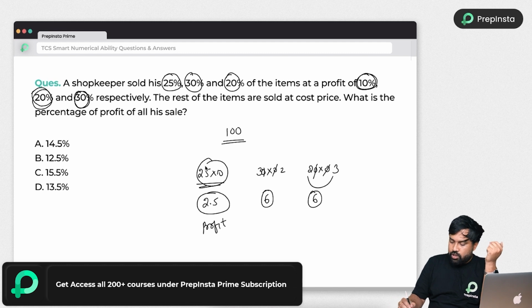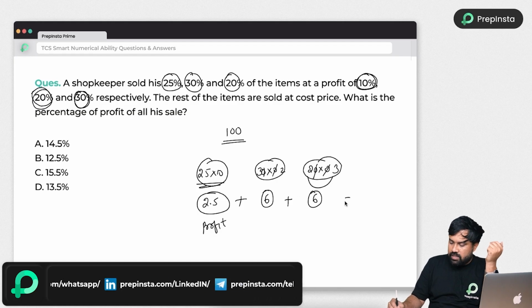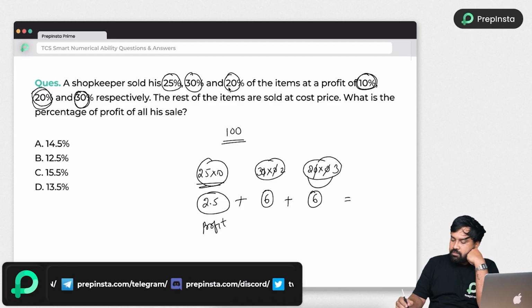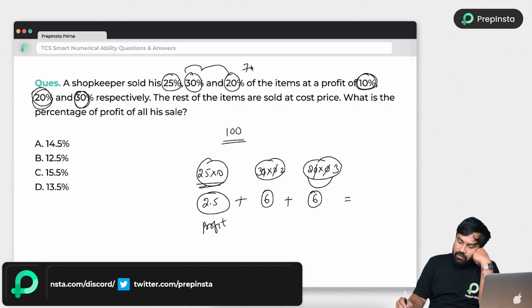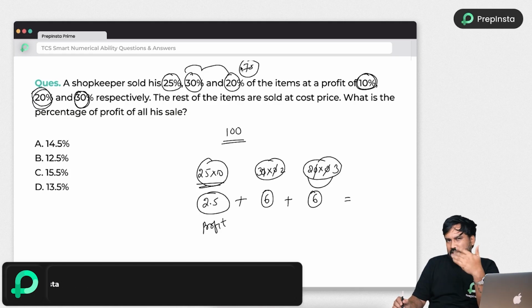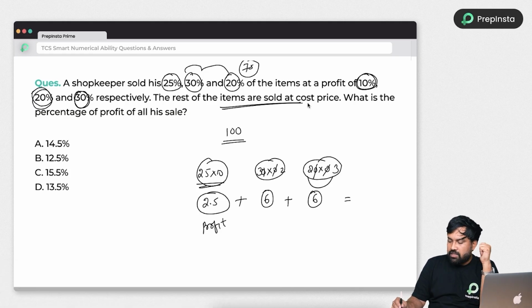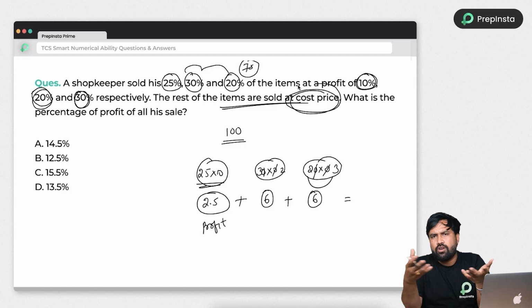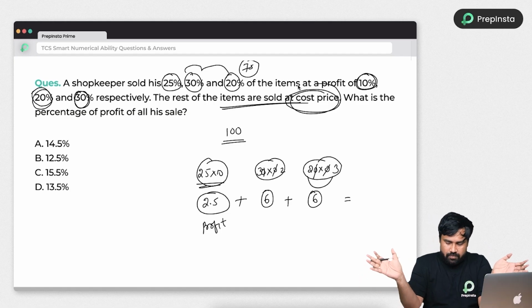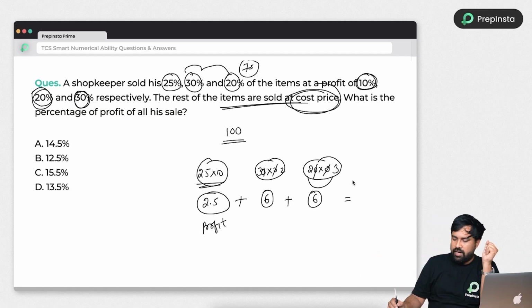So on the first portion you got 2.5 rupees profit, on the second portion 6 rupees, and on the third portion 6 rupees. And the remaining part, how much is left? 75% was already sold, 25% is left, and that 25% sells at cost price. So no profit, no loss. You don't have to consider it. So 0 at that level, right? Remaining 25%. So how much profit did you get? 6 plus 6 is 12, 12 plus 2.5 is 14.5 rupees.